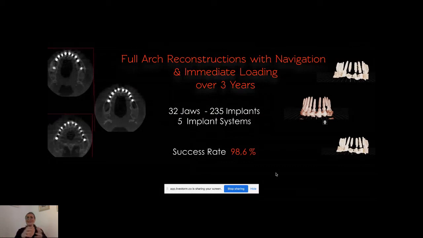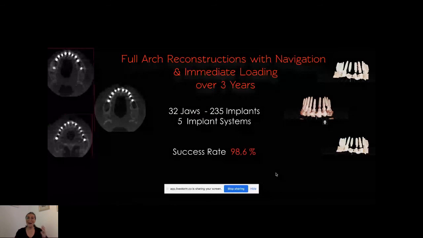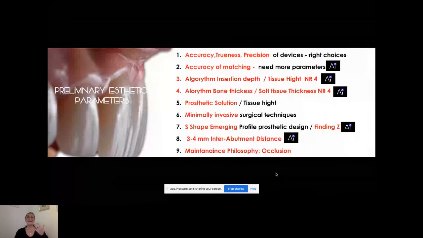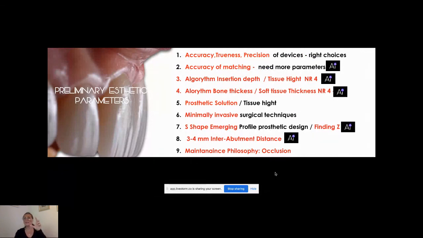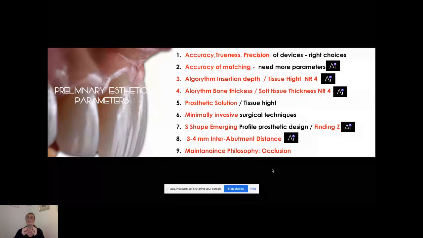Now, with all these navigation technologies and immediate loading procedure, over 3 years, we have a high success of the procedure and of the results. And as preliminary aesthetic parameters, I can share the following. We still need tests and studies about accuracy, trueness, and precision of different devices, and the accuracy of matching between different technologies. That's why more technologies in the same device would be very, very useful.